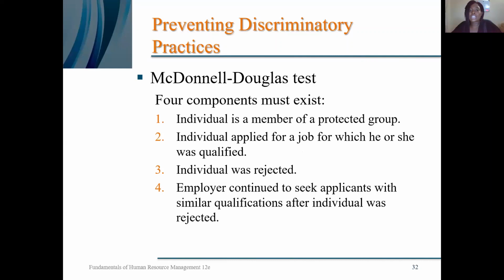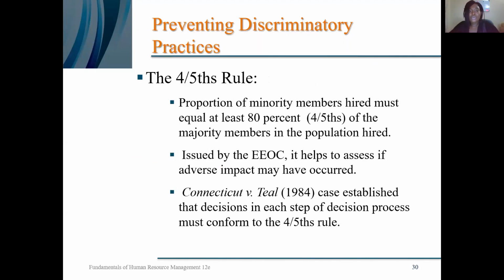The McDonnell-Douglas test: 4 components must exist. The individual is a member of the protected group. The individual applied for a job where he or she was qualified. The individual was rejected. The employer continued to seek applicants with similar qualifications. So that is another factor that will qualify for discriminatory practices.